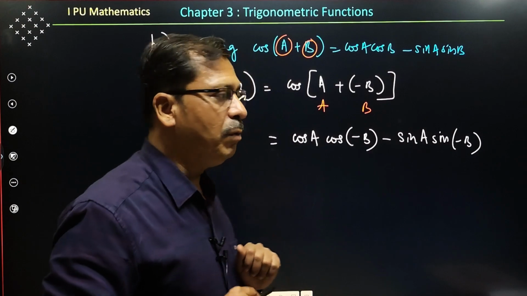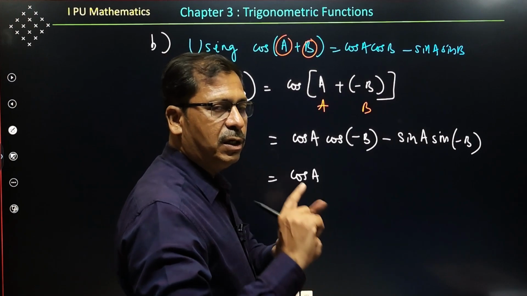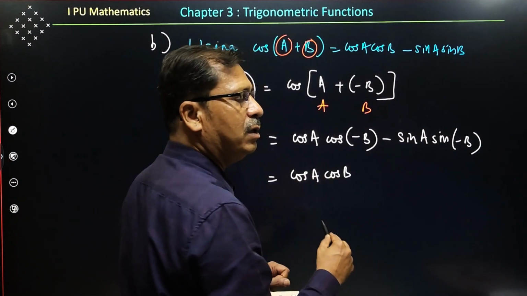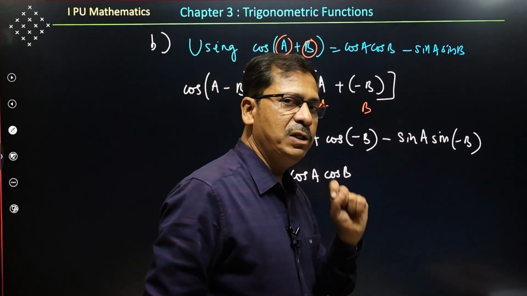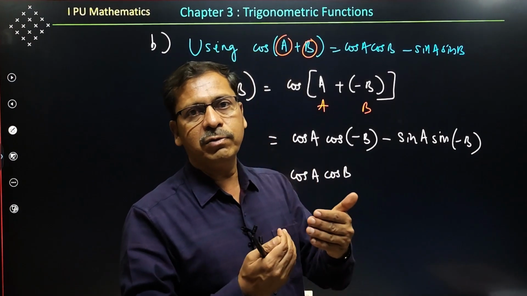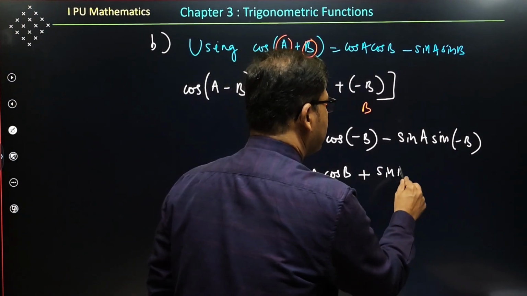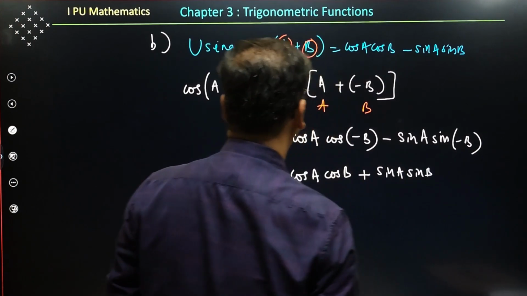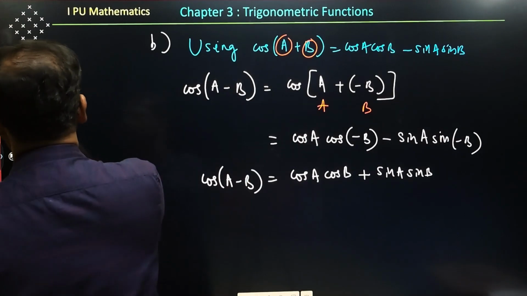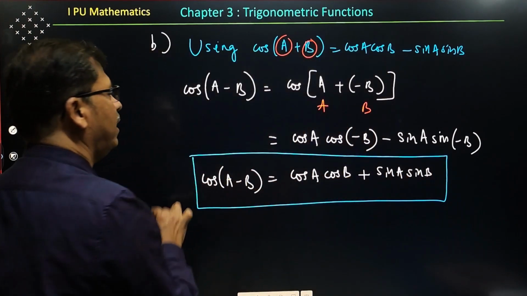Next you apply your allied angle property. So cos A, cos of minus B: minus theta comes in the fourth quadrant. In the fourth quadrant cos is positive, so you write simply cos B. Next, sin of minus B: minus B comes in the fourth quadrant, and in the fourth quadrant the sin ratio is negative, so the minus sign comes out. As a result, this minus becomes plus, and you can write this as sin A sin B. So my conclusion is cos of A minus B equal to cos A cos B plus sin A sin B.